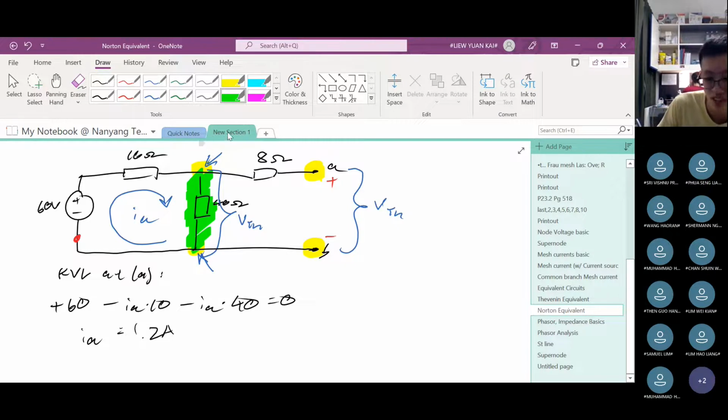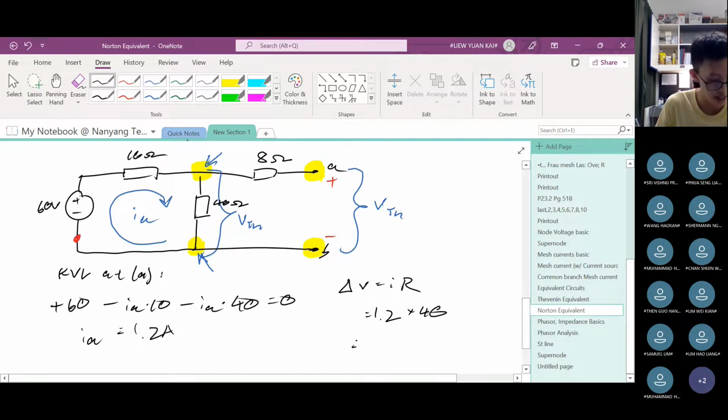So how to find the potential difference across this resistor? Use the formula delta V equals to I times R. What's the I through the resistor? It is this IA. IA is 1.2 and the resistance is 40 ohms. Find that, you should get, so Thevenin, this is actually our Thevenin, right? Which is 48. Yeah, 48 volts.